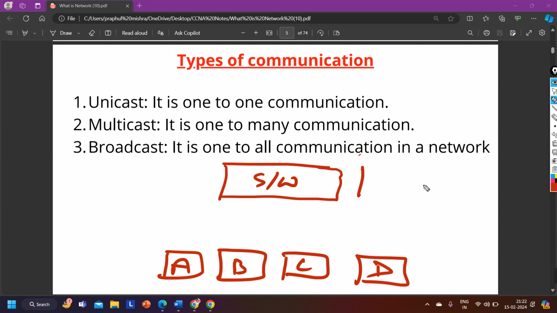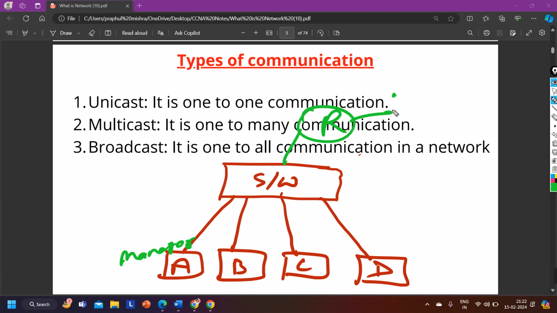So let me take the example of a switch only for now. Now I am going to connect all these devices together. If person A wants to communicate with person D only, right? Let's say this is the manager of this company. This is a network of a company.